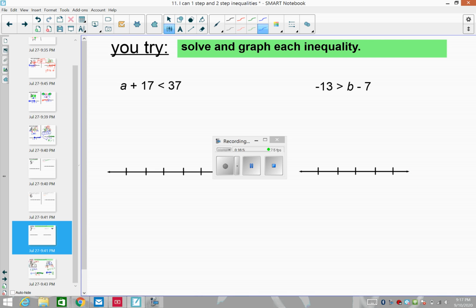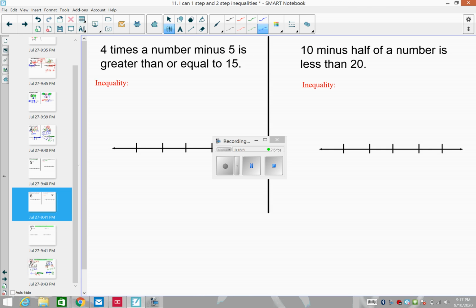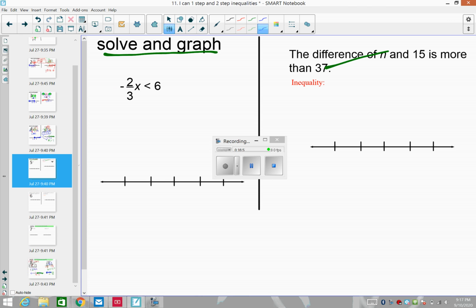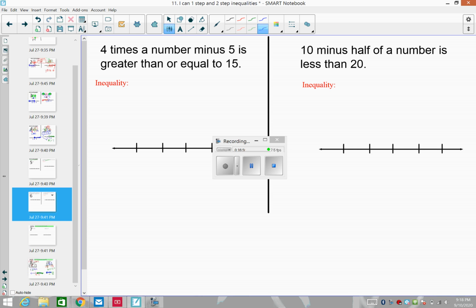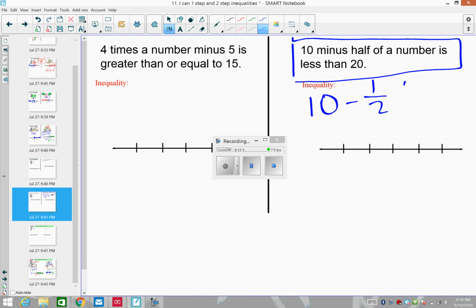I am actually going to skip the add subtract ones, and let's just do one of these. I think we're going to do this one. All right. 10 minus 1/2 of a number is less than 20, is what that statement says. 10 minus 1/2 of a number is less than 20.